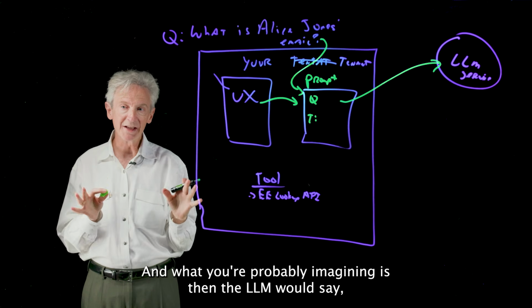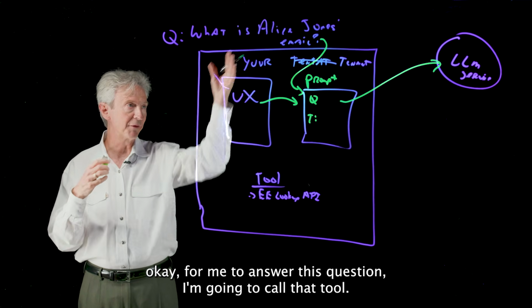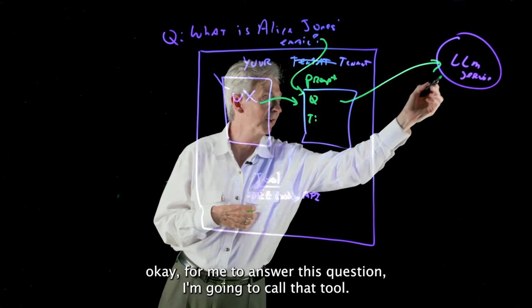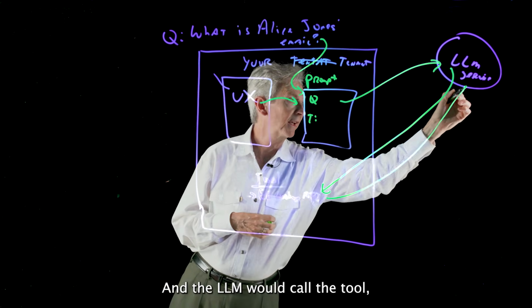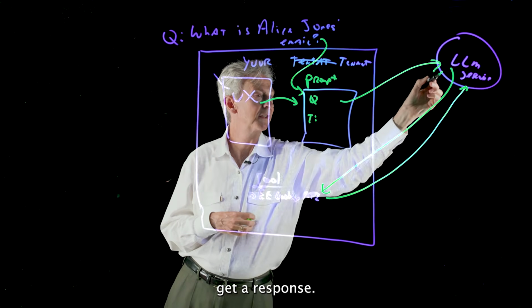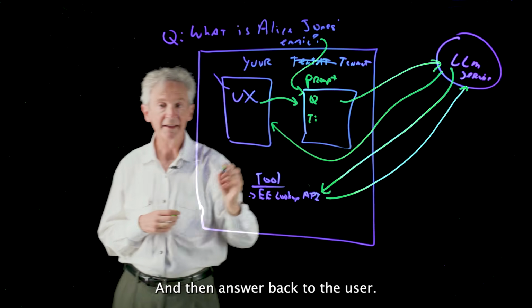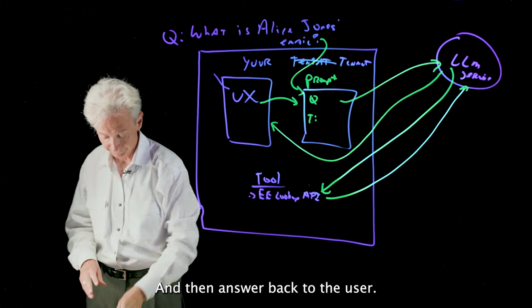And what you're probably imagining is then the LLM would say, okay, for me to answer this question, I'm going to call that tool. And the LLM would call the tool, get a response, and then answer back to the user.